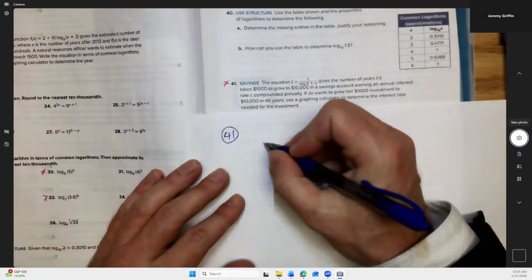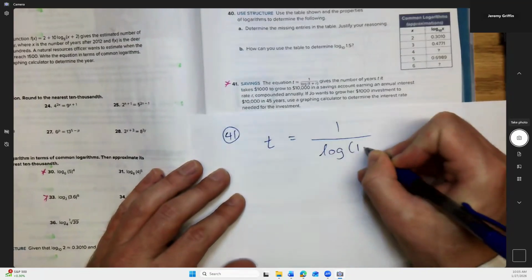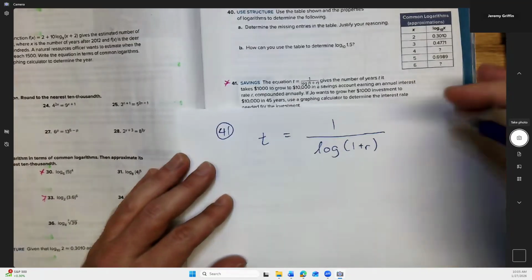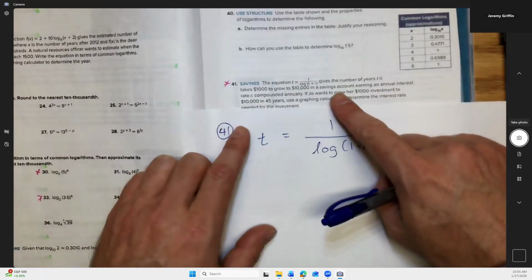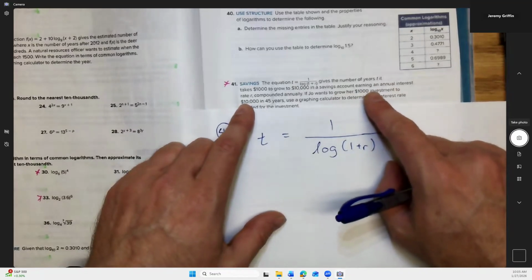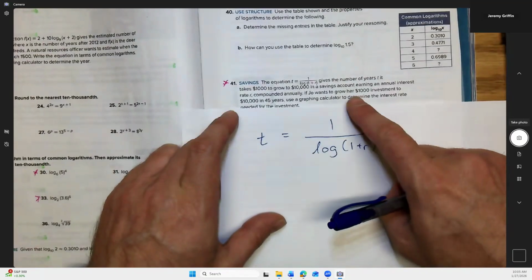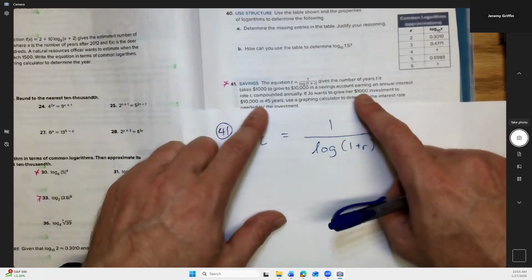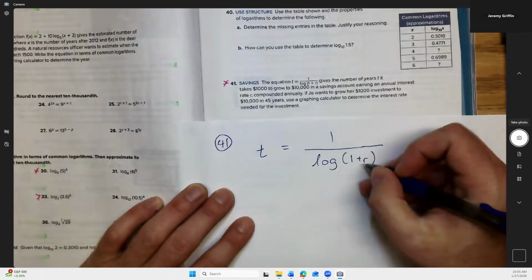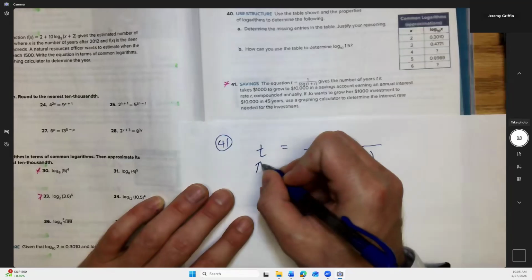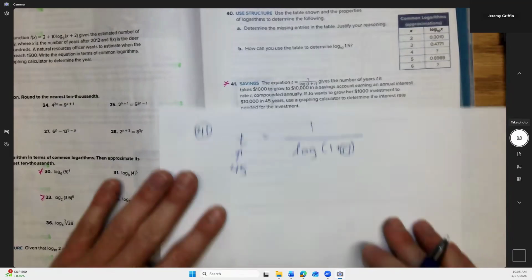The equation t equals 1 over log of 1 plus r gives the number of years it takes for $1,000 to grow into $10,000 in a savings account at an annual interest rate of r. If Joe wants to grow her account from $1,000 to $10,000 in 45 years, determine the interest rate needed. Well, basically, we're solving for this interest rate, given that t is equal to 45 years, and everything else just falls in place.